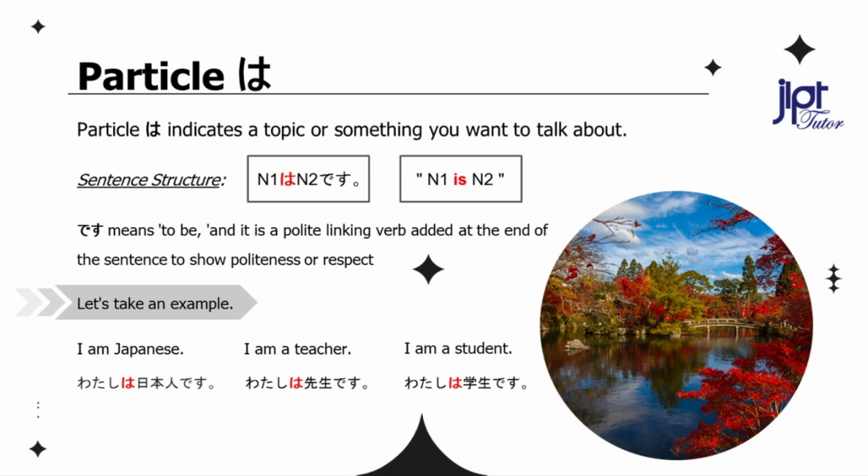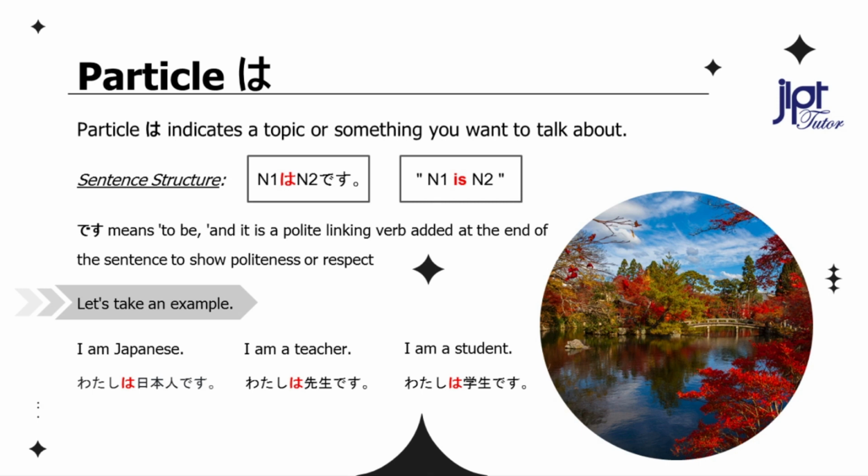Desu means to be, and it's a polite linking verb added at the end of the sentence to show politeness or respect towards the person we met for the first time or someone who is elderly and respectable. So make sure to use desu at the end of every sentence.